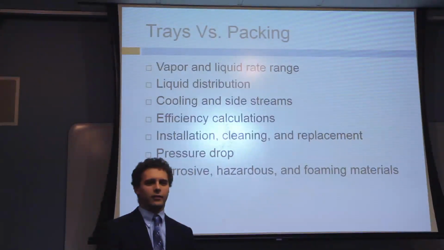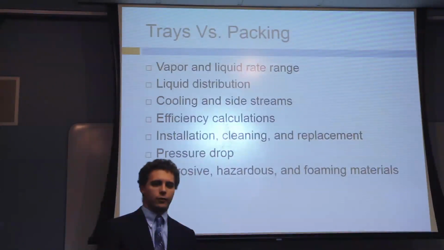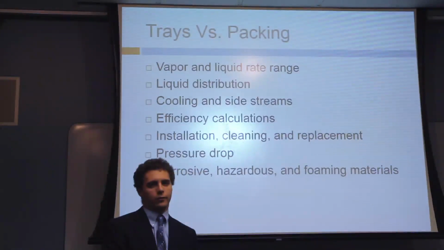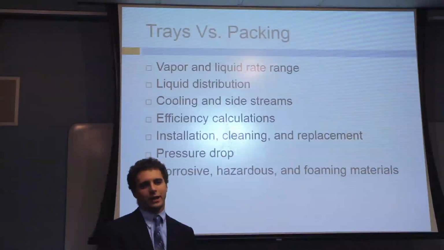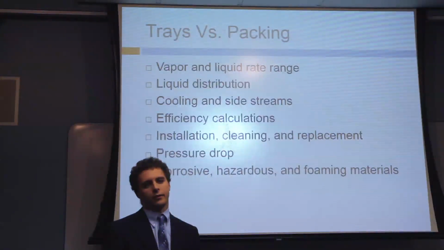Often, distillation and absorption can deal with many different types of substances. Some might be foaming, some might be corrosive, some might be hazardous, toxic, or flammable. Packed columns work well for corrosive substances because you can use a wide range of materials for packings, which makes it easier to find a corrosion-resistant material to use.